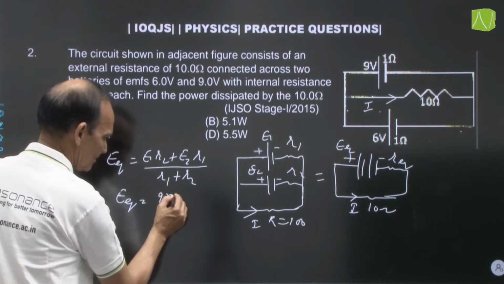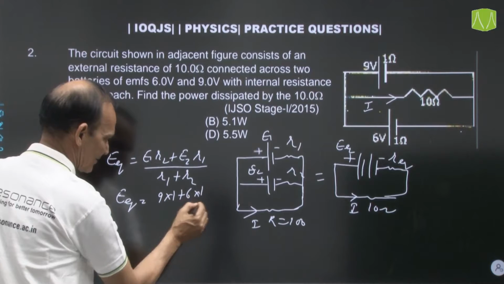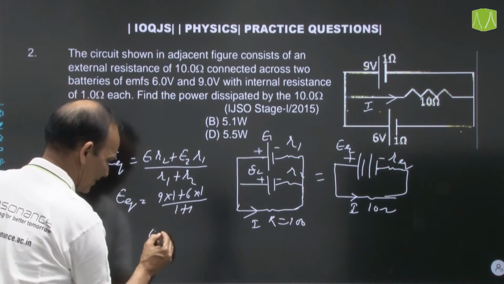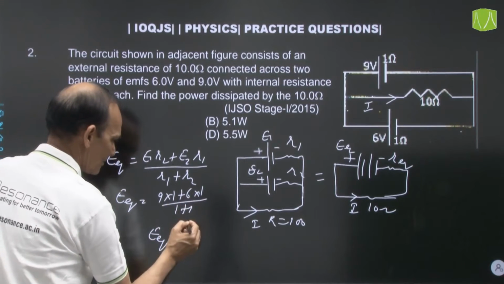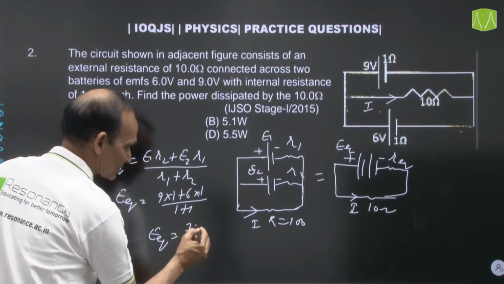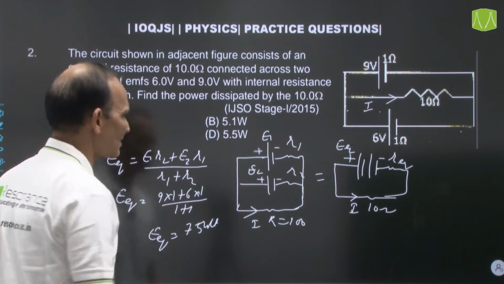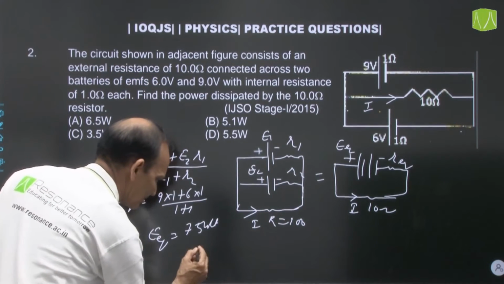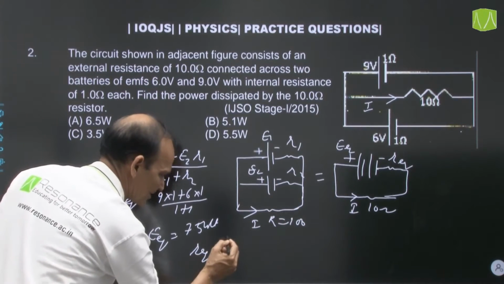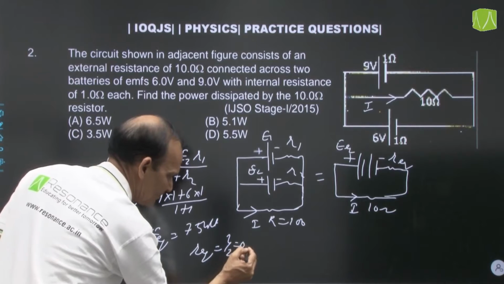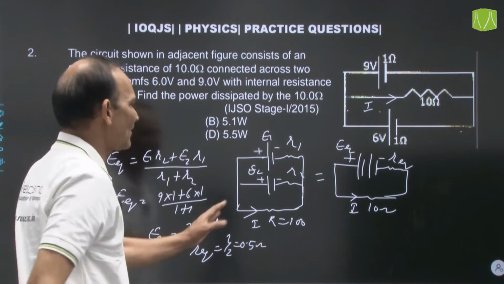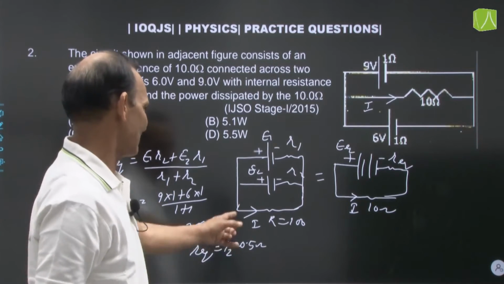9 into 1 plus 6 into 1 divided by 1 plus 1, that is E equivalent will be 15 by 2, that is 7.5 volt. Now what is the R equivalent? R1 and R2 are connected in parallel, so it will be equal to 1 by 2, that is 0.5 ohm. We have to find the current I. How will we find current I?